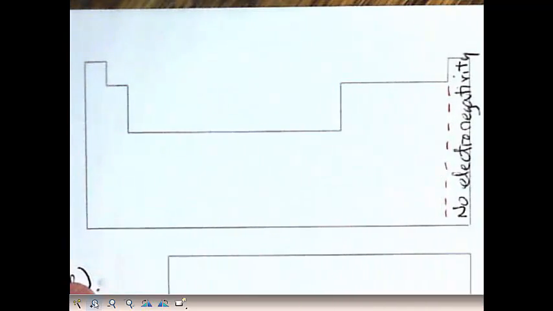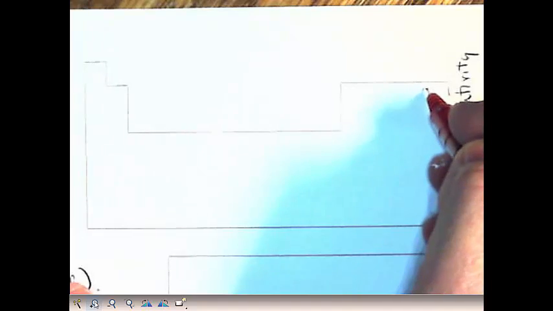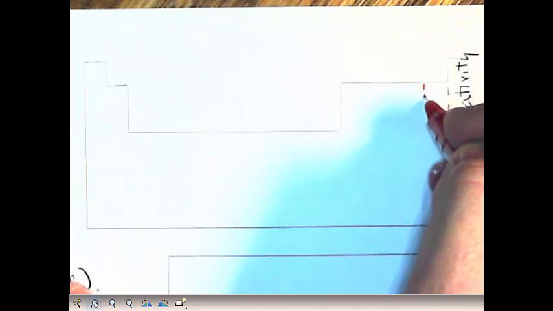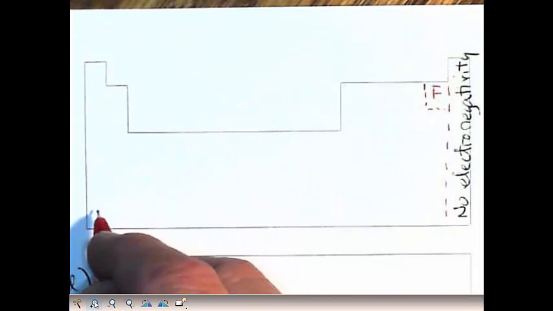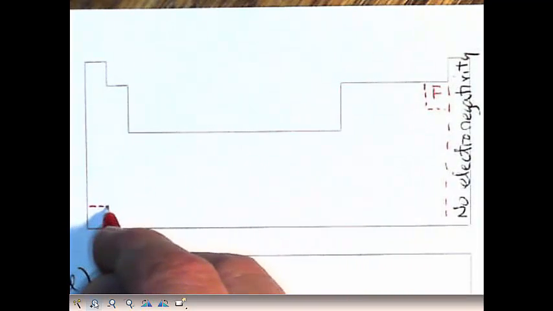Good for you. Okay. All right, so the most electronegative element is fluorine. That might seem kind of strange. It's a small little atom, but it's the most electronegative. It's the one that pulls on electrons the most strongly. Okay? The least electronegative element is francium.